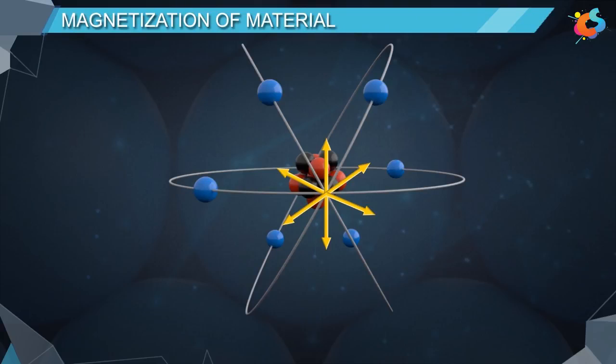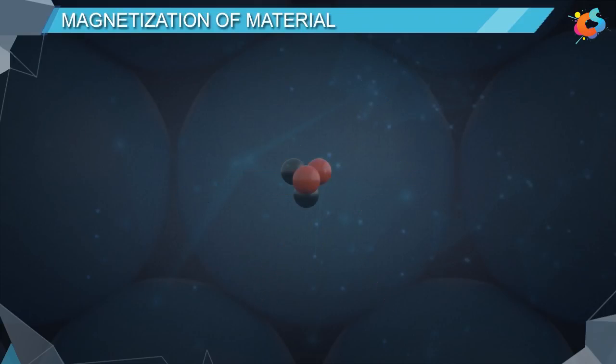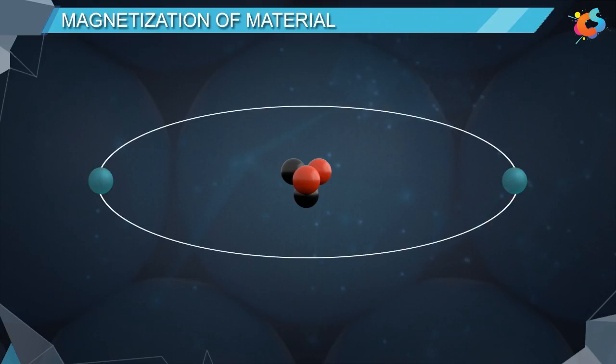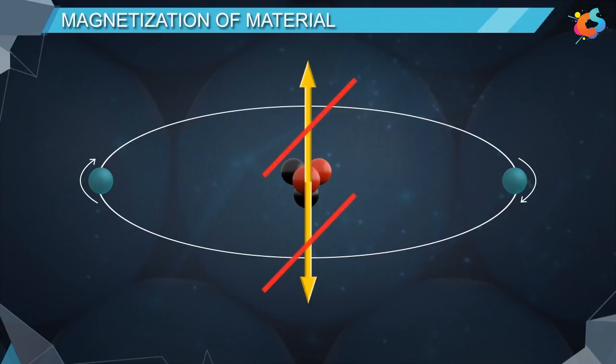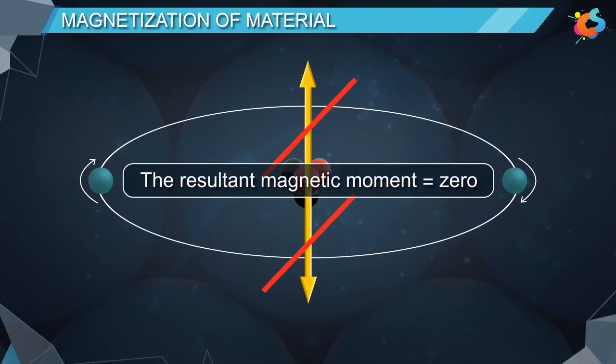Some atoms contain paired electrons in all their orbitals. For the sake of understanding, let us consider the helium atom, which contains only one pair of electrons. The paired electrons have orbital motion and spin opposite to each other. Due to this, the magnetic moments of paired electrons have the same magnitude but opposite direction. The magnetic moments would then cancel each other out and the resultant magnetic moment will be zero.